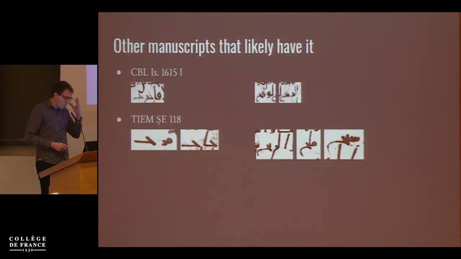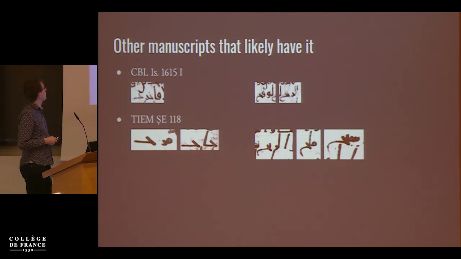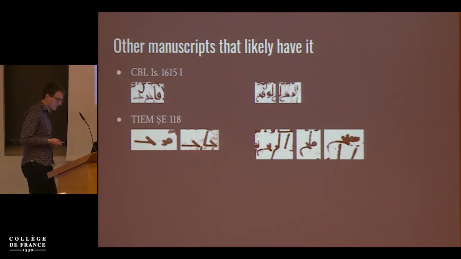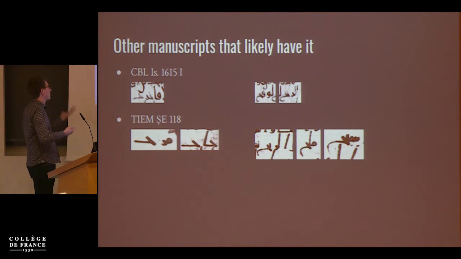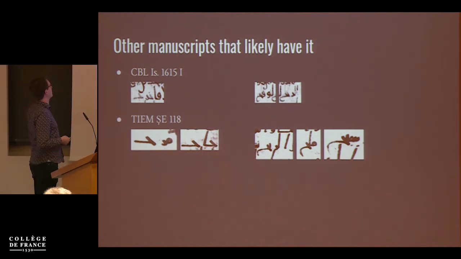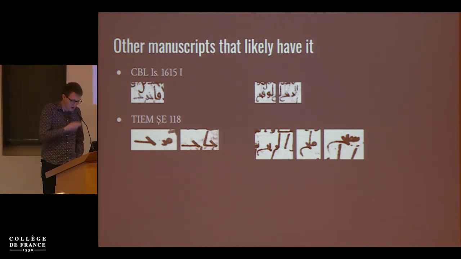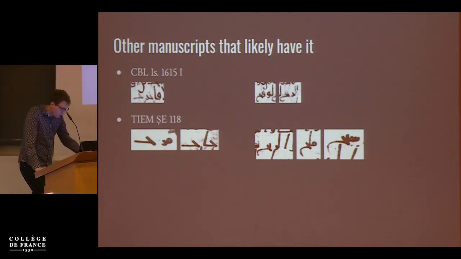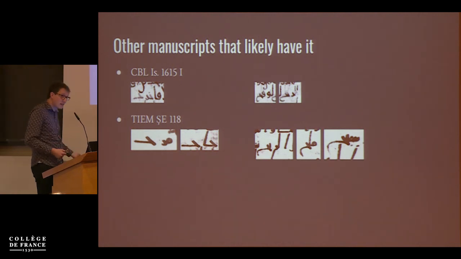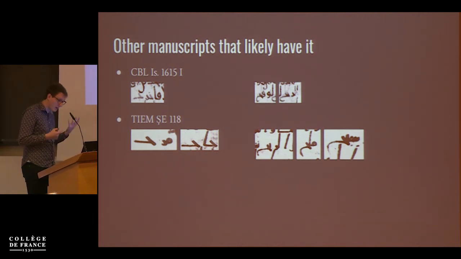Some others are not quite as clear. So CBL IS 1615, I've only been able to examine one folio that has been published, and that one folio seems to have the distinction, but with 3 of them, I will not want to fully commit to there being a distinction. And TIEM SE 118, likewise, it has 5 attestations, which is slightly better, which seem to keep distinct, but it'd be very interesting to look at more than one page to make sure whether these things are going on. So, Jim and Ha are just distinct letters in the hands of these scribes. They have not merged.